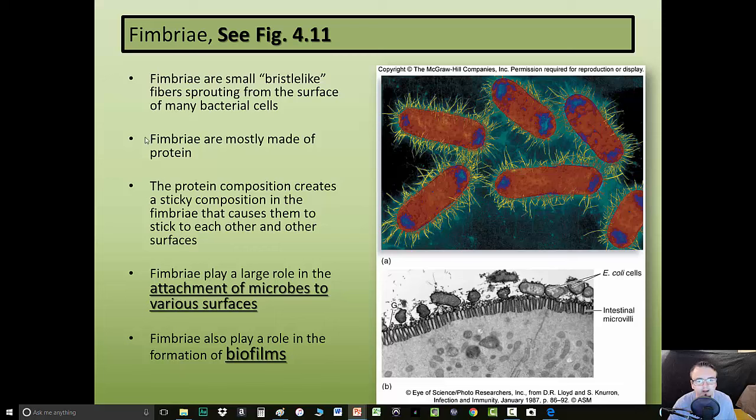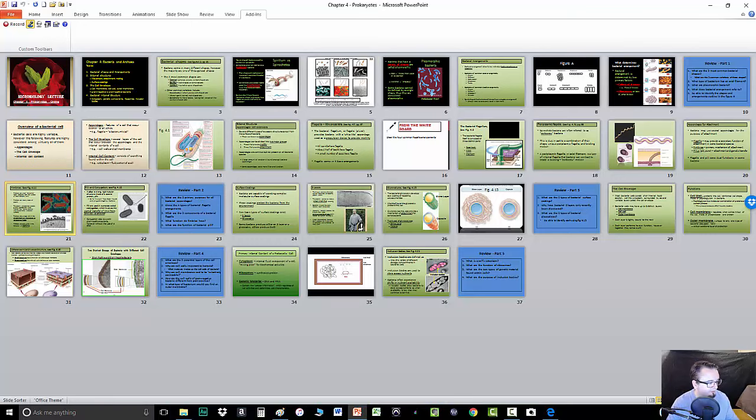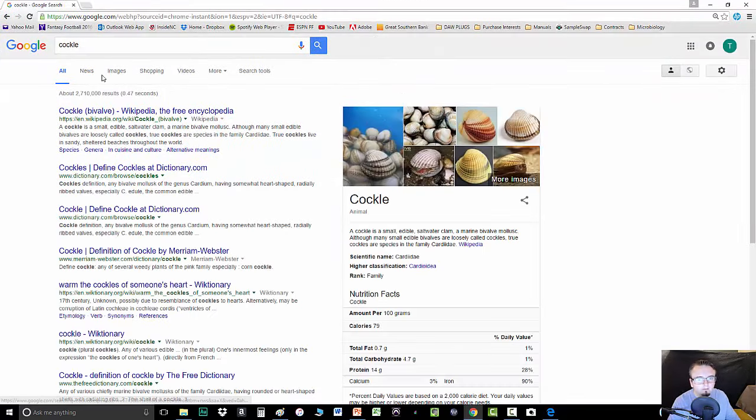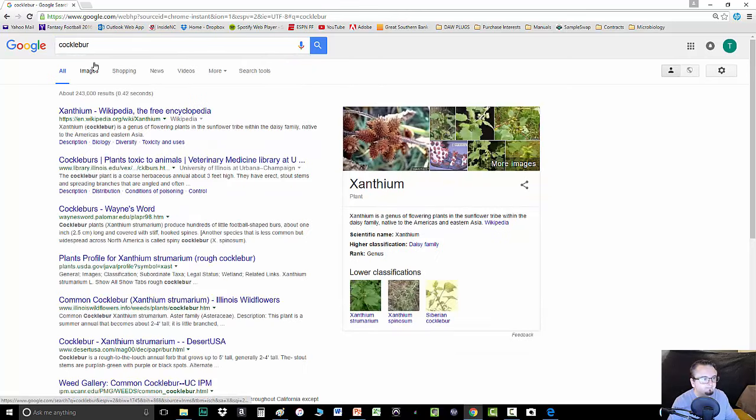So going back to the fimbriae, as I said, these are bristle-like fibers, and they stick out from the cell, and they attach to things with an adhesive kind of force behind them. So one way I compare these is I compare them to a cockleburr. So I'm pulling up a figure here real quick. Bring this over here for you. Oh, that's cockerel. There we go.